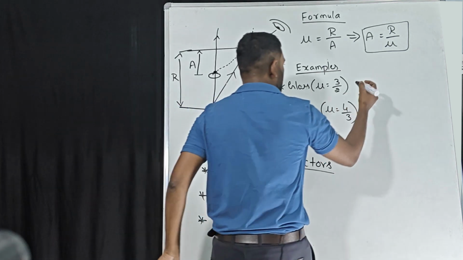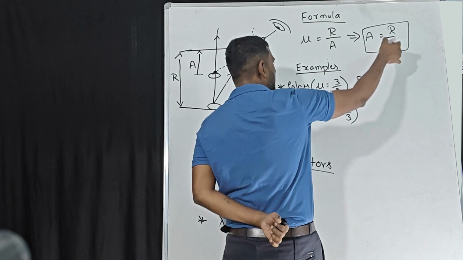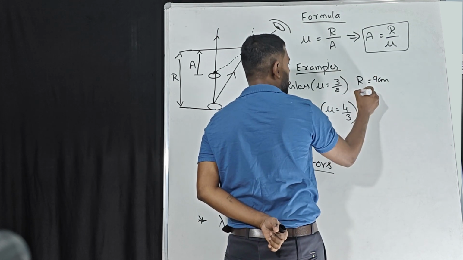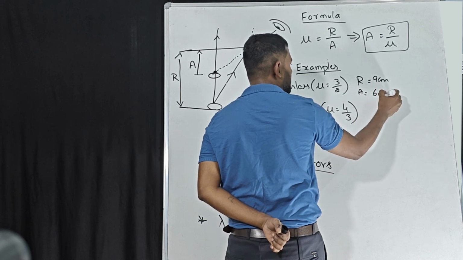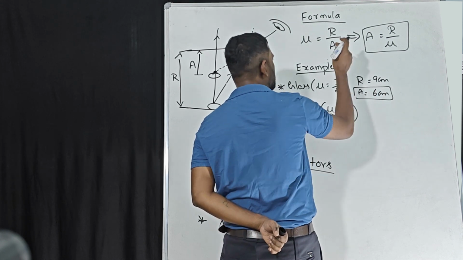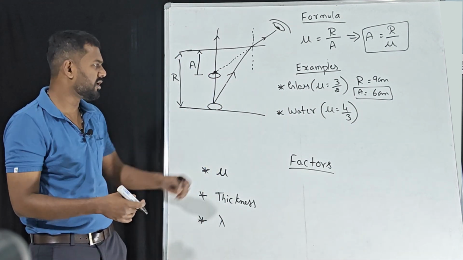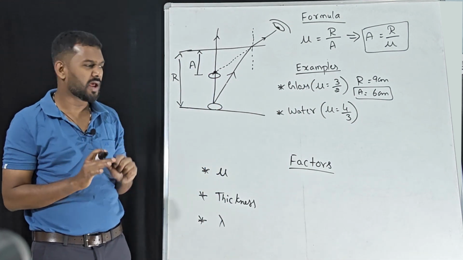You can use the formula and get the answer. If the real depth is 9 centimeter, apparent depth will be 6 centimeter according to this formula. You can apply the same formula for all the cases, and you will get the proper answer.